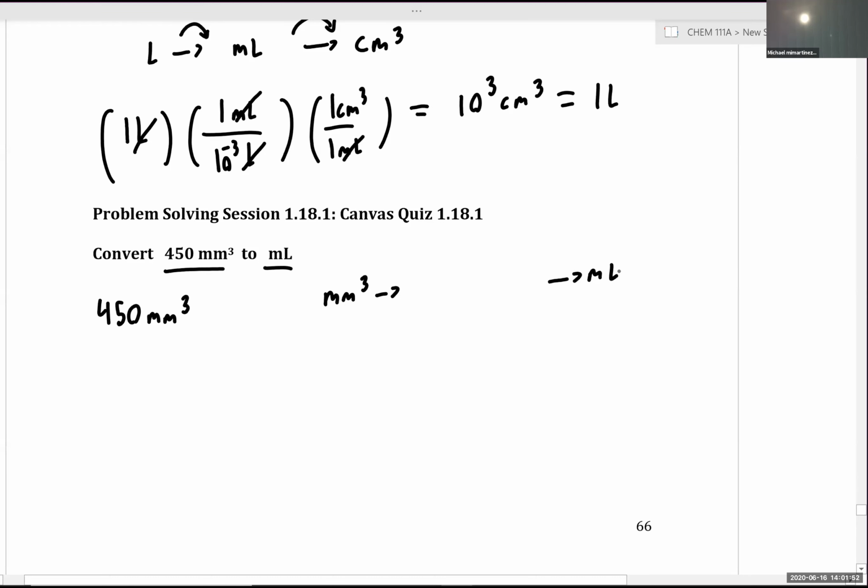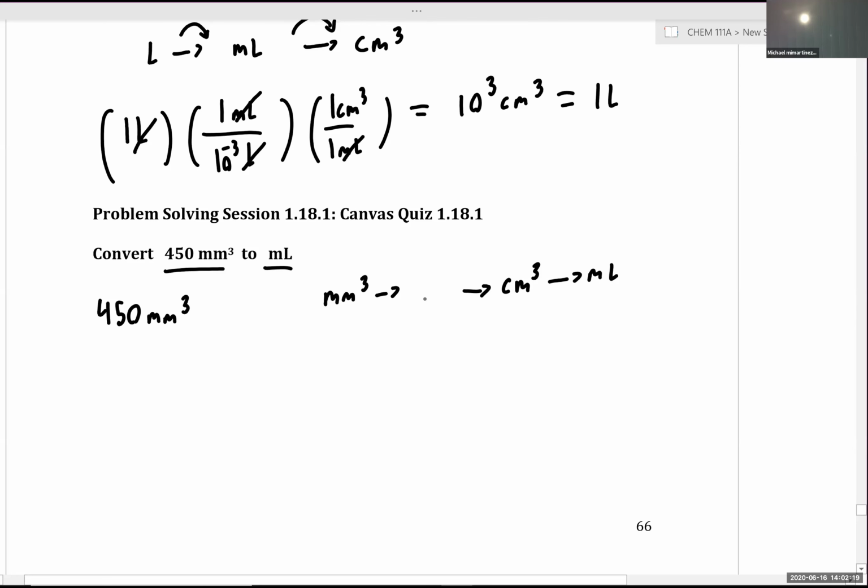How did we get to milliliters previously? What unit did we go through? Liters. You can. What's another way of getting to milliliters? Centimeters cubed, exactly. It's not to say that you can't go through liters, it's just a little more steppy. It takes a little bit more steps. So let's look at millimeters cubed to centimeter cubed.